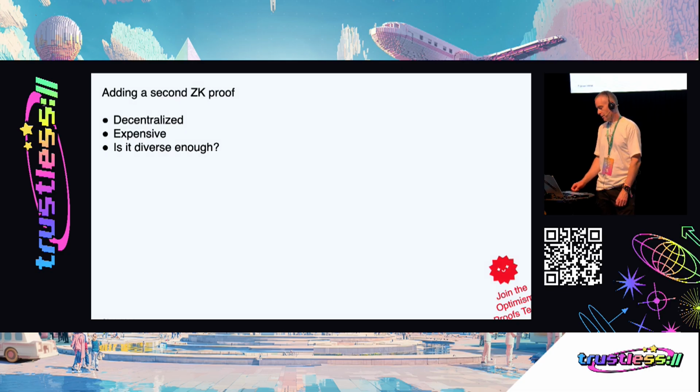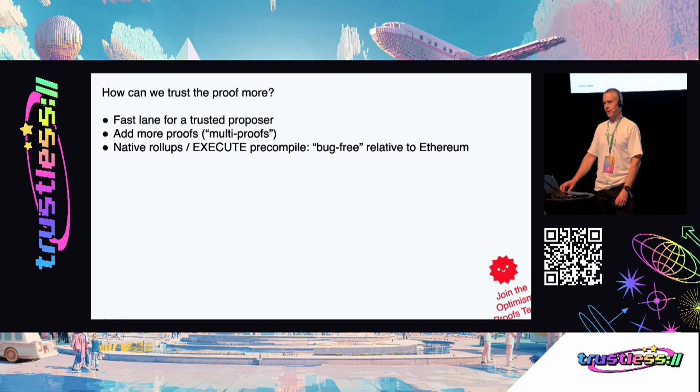Yeah, I don't think it's a viable option for existing chains right now. I'm just throwing it in there as a potential future path to how we could theoretically trust the proof more.